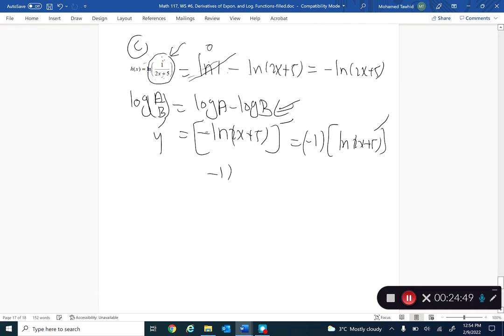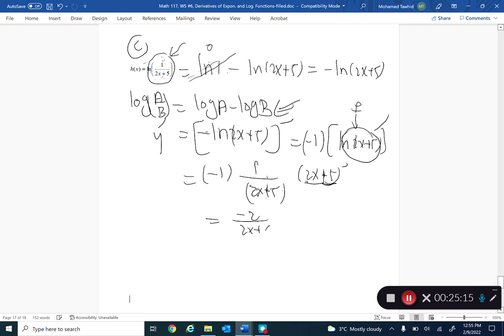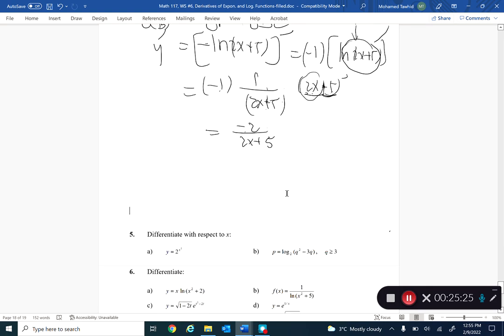And then what is your f? Your f here is 2x plus 5, because the rule here is 1 over f multiplied by f prime. So what is the derivative of 2x? 2. What is the derivative of plus 5? It's a constant, so it's 0. So you get negative 2 divided by 2x plus 5. The derivative of 2x is 2, 2 multiplied by negative 1 gives negative 2, divided by 2x plus 5, right? So that is our y prime.